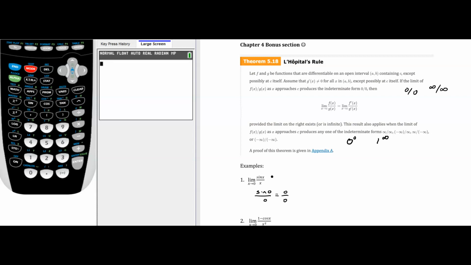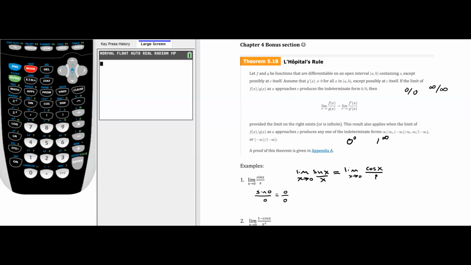So according to L'Hopital's rule, what we can say is the limit of sine of x over x as x goes to 0 is equivalent to the limit of the derivative of sine of x over the derivative of x as x goes to 0. So I'm doing cosine of x all over 1.